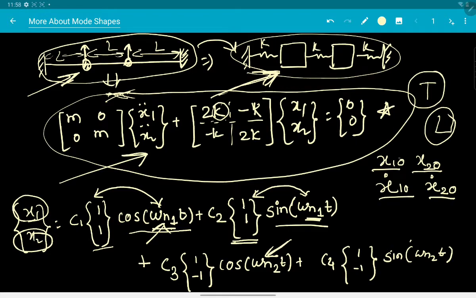So depending on what these four quantities are that you have specified at time t equal to 0, which of these four terms are going to contribute and which are not, that will be determined. And how much will be the contribution. So these values of C1, C2, C3, C4 will be determined based on your initial conditions.